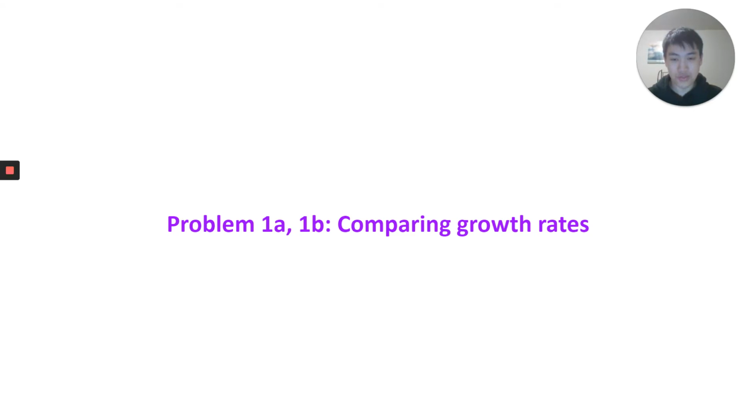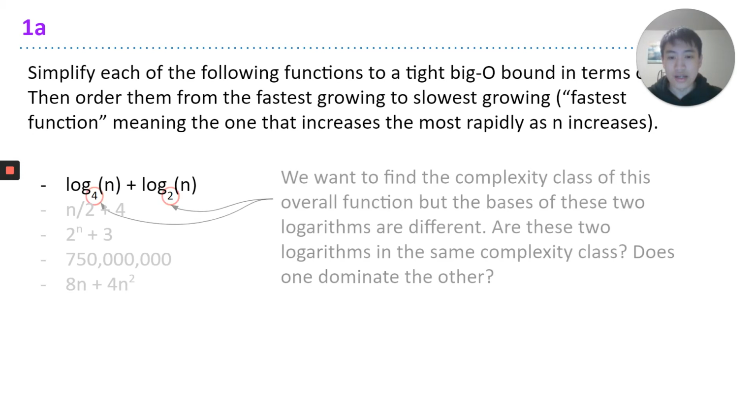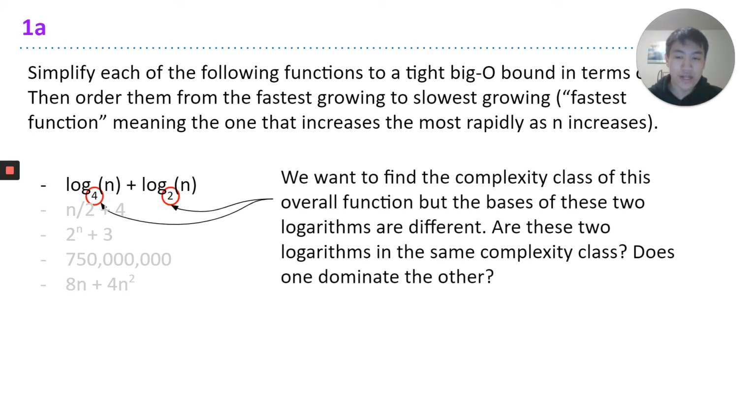First of all, we're going to be doing problem 1a and problem 1b, which is comparing growth rates. What we're trying to do here is simplify these in big O and then sort them from the fastest growing to the slowest growing in terms of their growth rate. Let's look at the first one: log base 4 of n plus log base 2 of n. Now we want to essentially erase the bit that is being dominated.